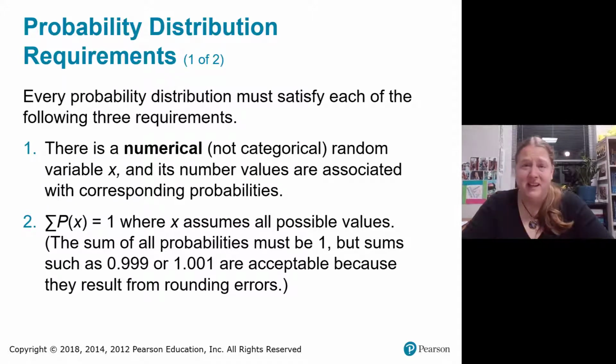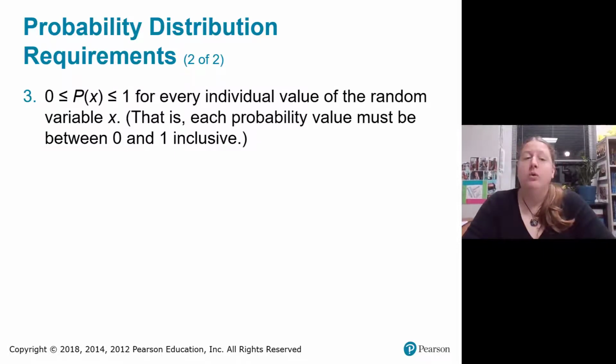Our second requirement is that the sum of all of those probabilities has to be 1. There's a small caveat that sometimes rounding happens and messes us up a little bit for it to be exactly 1, but it has to be very close to 1. If we have probabilities like 0.999 or 1.001, we're not going to get super excited about that. But our goal is to have the probabilities all add up to 1. Our third and final requirement is that each of the probabilities needs to be between 0 and 1. The probability of any single value of the random variable has to be between 0 and 1, inclusive. They could be 0 or 1 for some of the values.